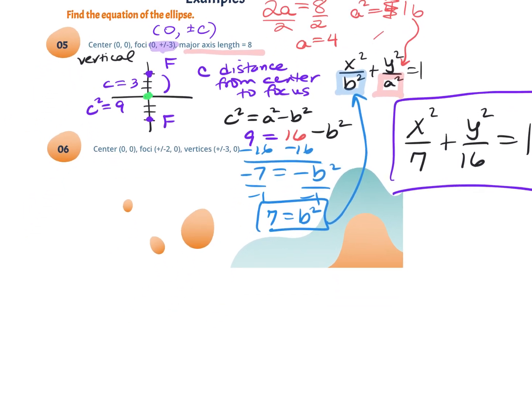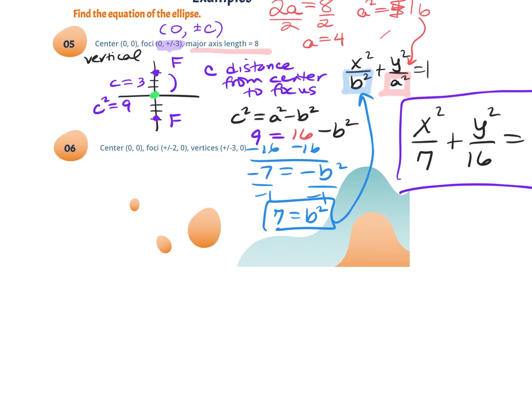So for the next one, let's graph what they gave us. So I've got a center at 0, 0.